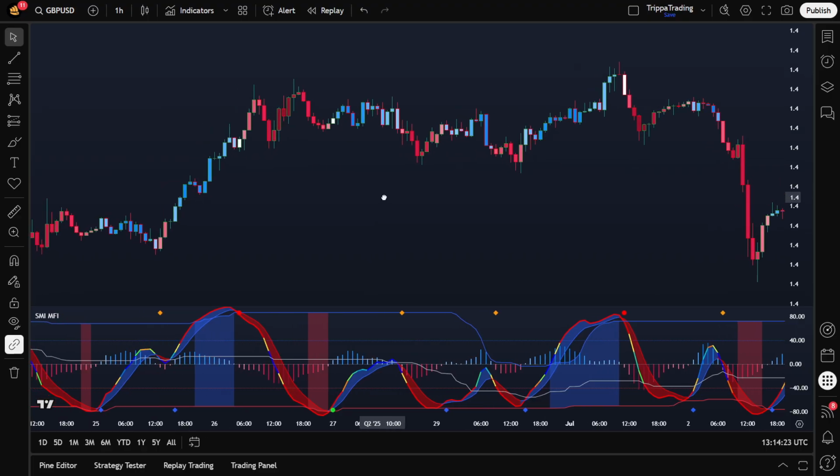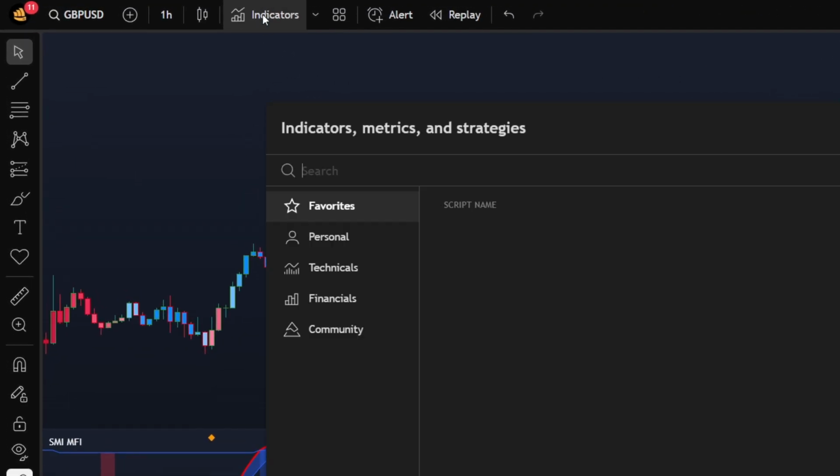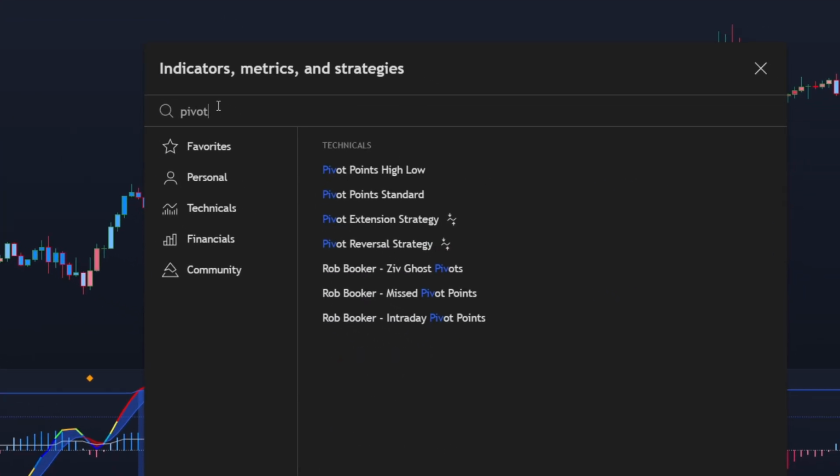But here's how you can boost the accuracy even more, by adding a trend filter. So we will add another indicator on our trading chart to complete our trading strategy.